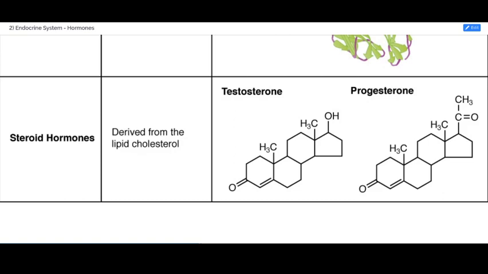Now, other steroid hormones would include the estrogen hormones like estradiol, or the corticoids, which are coming from the adrenal cortex, like cortisol and similar molecules there. But they are collectively a class all derived from the lipid cholesterol that we get in our diet.